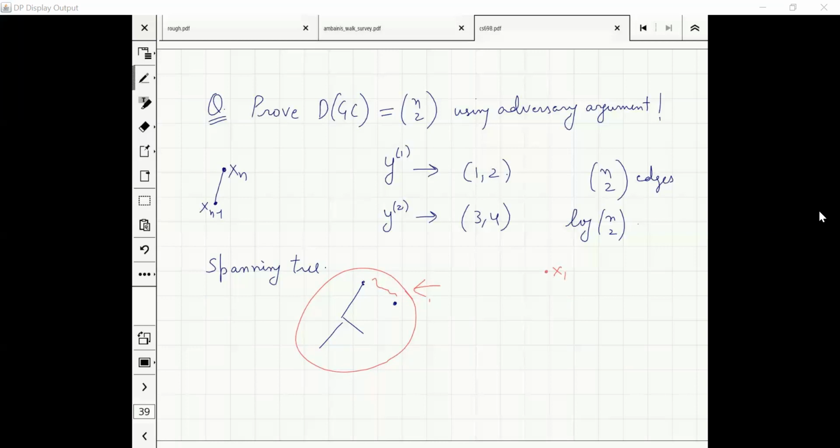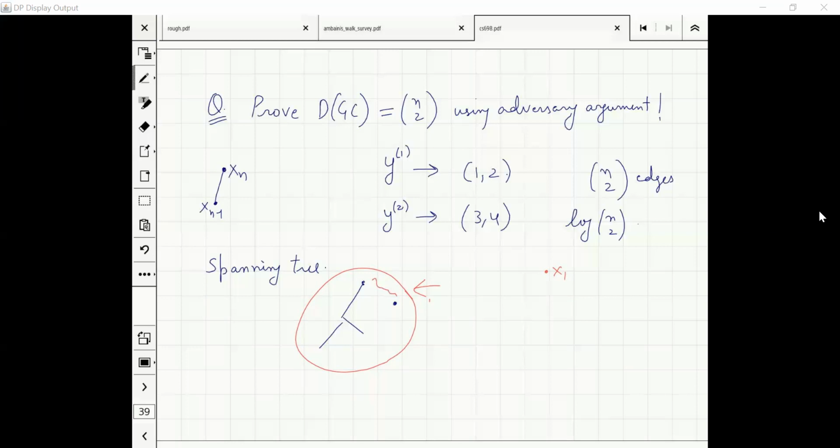So you see that it's not as straightforward, right? Before, it was very, very straightforward, correct? Now things have become interesting. So you want to see the adversary argument? Yes. Has it excited your curiosity?